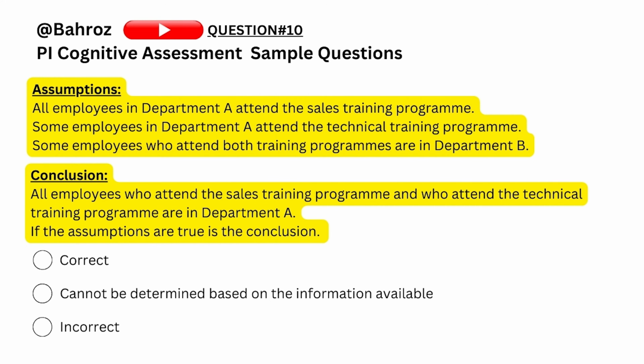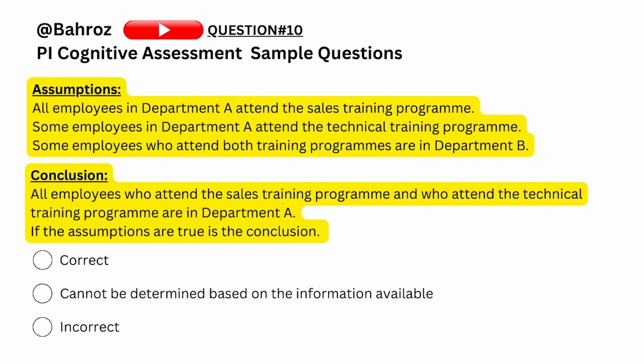Question 10. Assumptions. All employees in Department A attend the sales training program. Some employees in Department A attend the technical training program. Some employees who attend both training programs are in Department B. Okay. Conclusion. All employees who attend the sales training program and who attend the technical training program are in Department A. If the assumptions are true, is the conclusion correct, not correct, or cannot be determined?